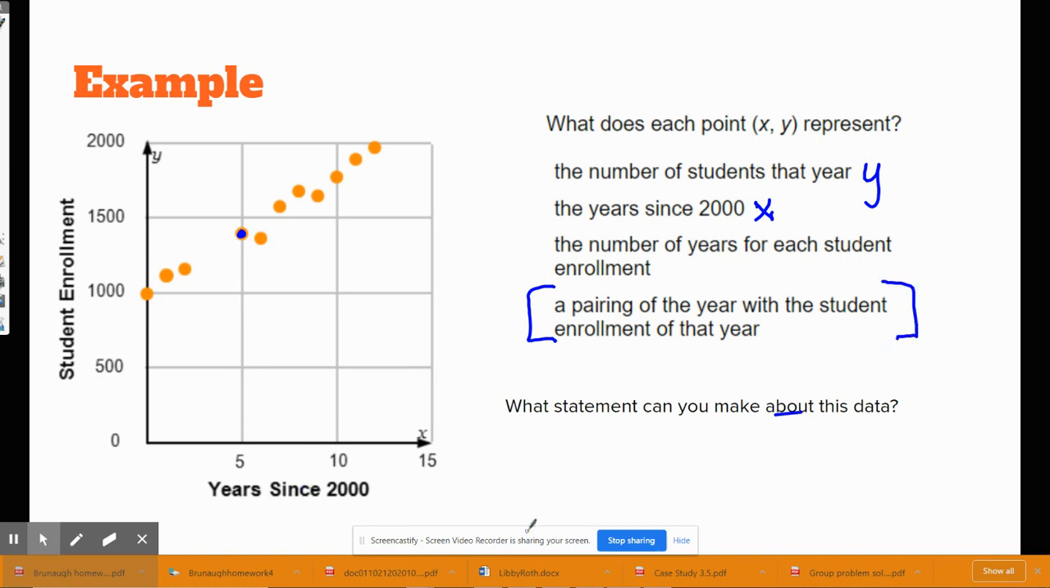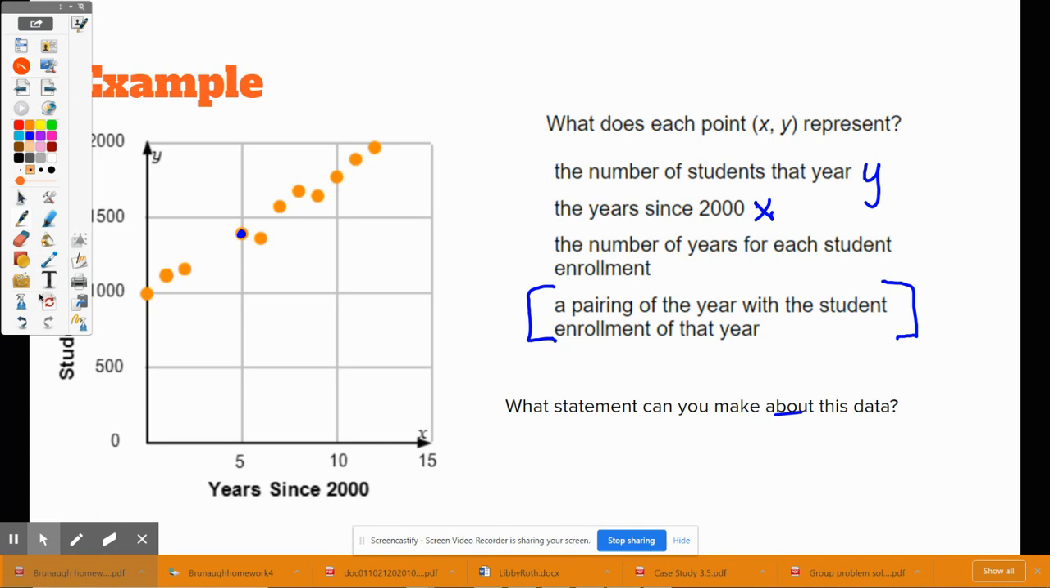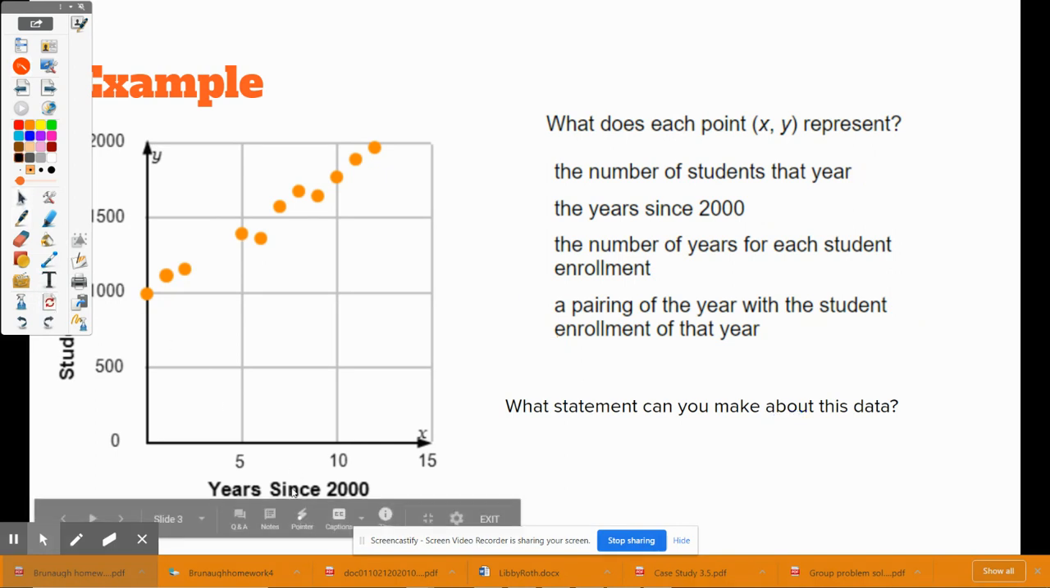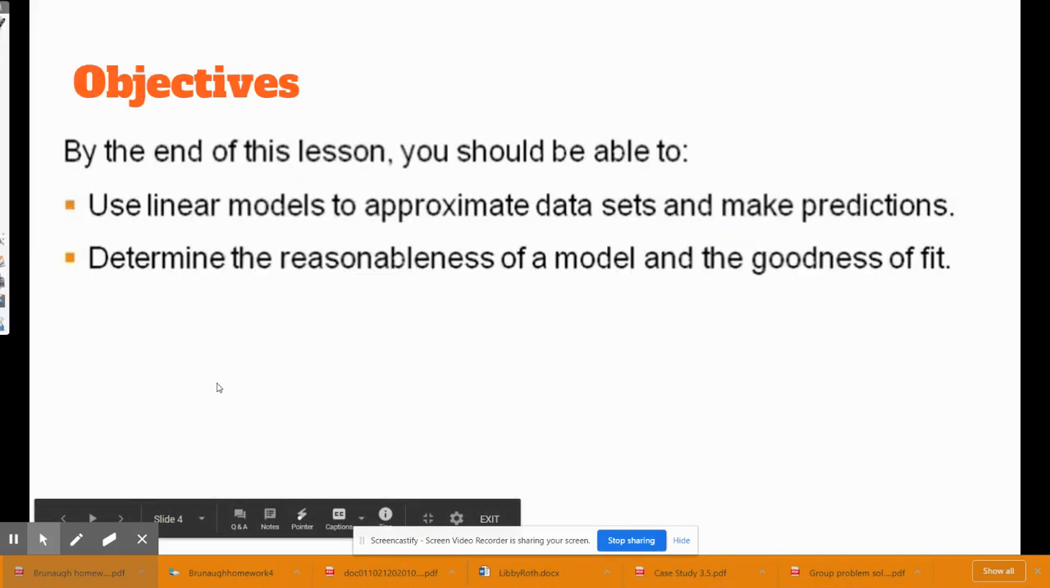So what could you say about this data? If you're going to make a statement, what could you say? You might see that this line is kind of trending up, like it might be increasing here. You could say that student enrollment is increasing in the years since 2000, or some statement such as that. So that would be looking at the trend, which is kind of what we're going to be doing today.